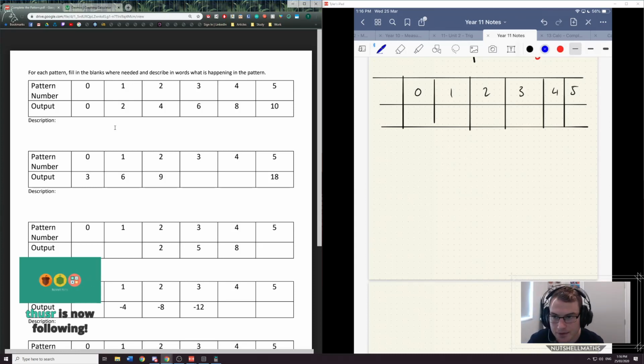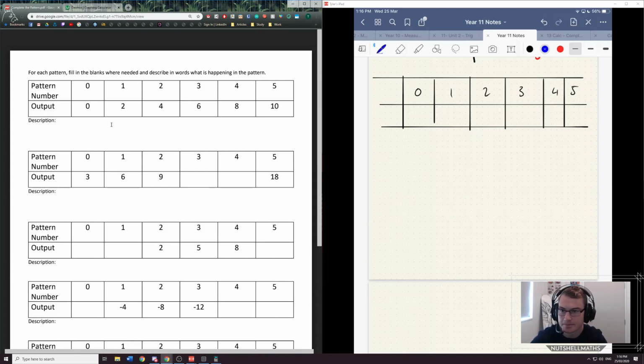So let's have a look at this. I need you guys to focus now. So we've got the outputs along the bottom. You can see that the inputs, or the pattern number, is along here, and the outputs are along here. So what's our pattern? 0, 2, 4, 6, 8, 10. Now my question to you is, what is going on? How would you describe this pattern? What is going on, particularly this part here?